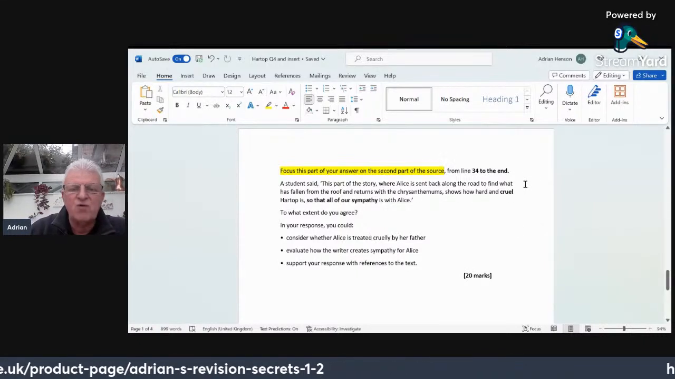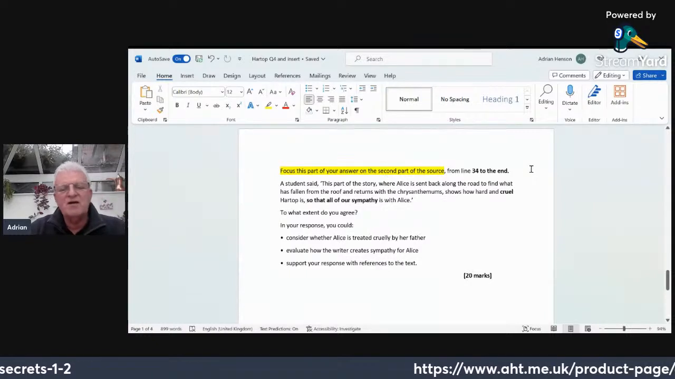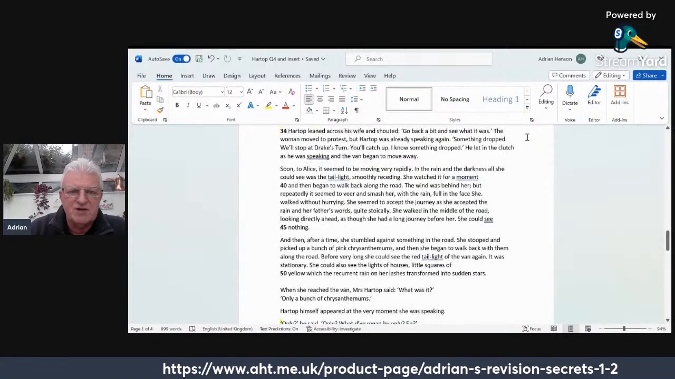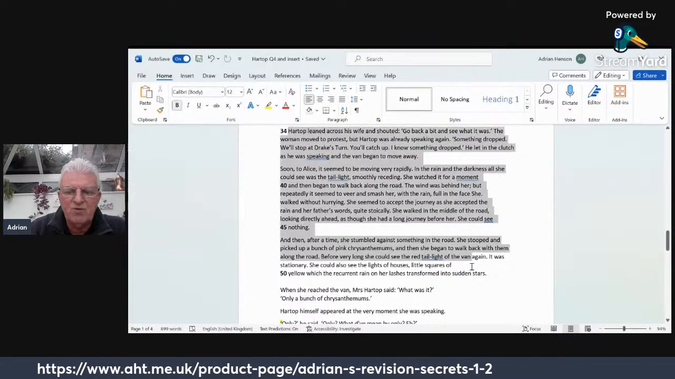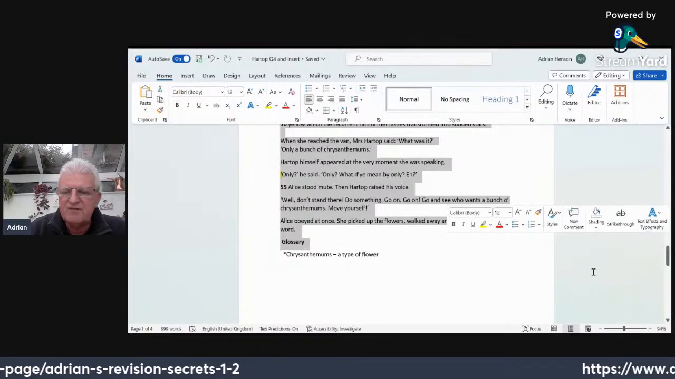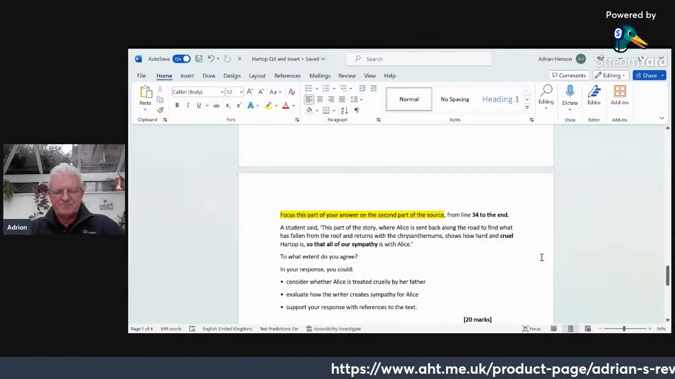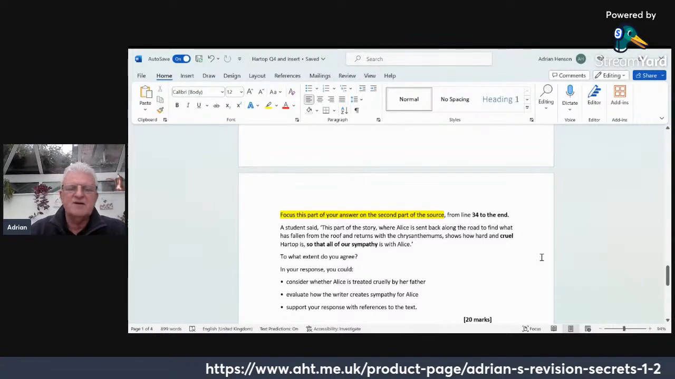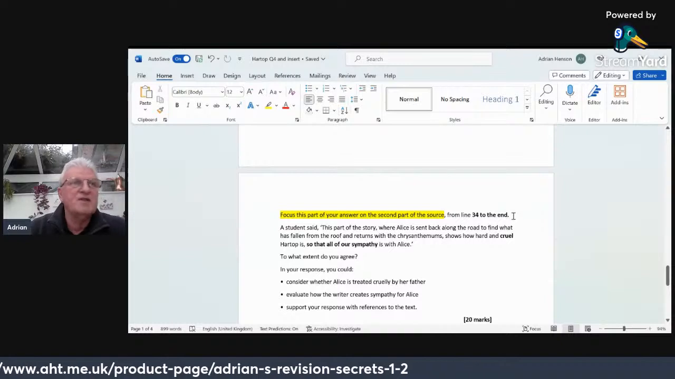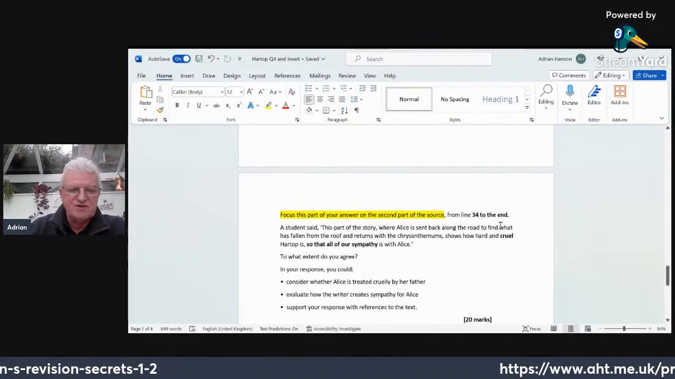But no, it is quite clear that it's the second part of the source, and it's from line 34 to the end. So when we look at the source, it's from there all the way through to there. These kinds of things are quite important. Even if students think they can reference something before line 34 related to the question, then they're wrong. You have to only use evidence from line 34 to the end.